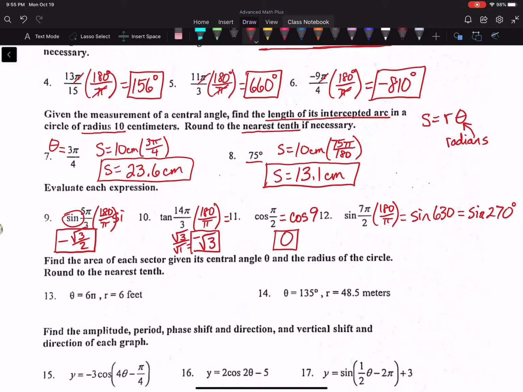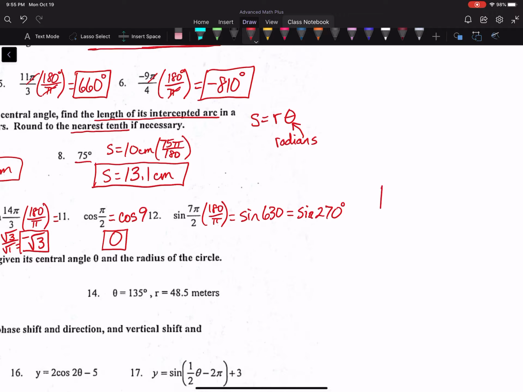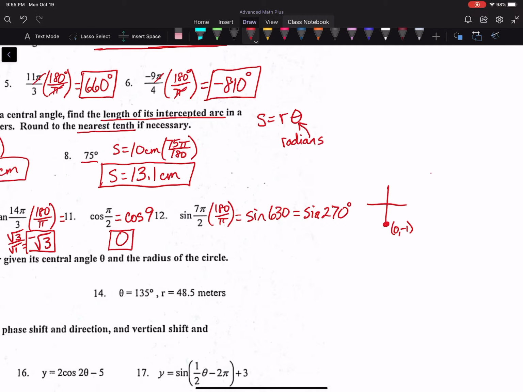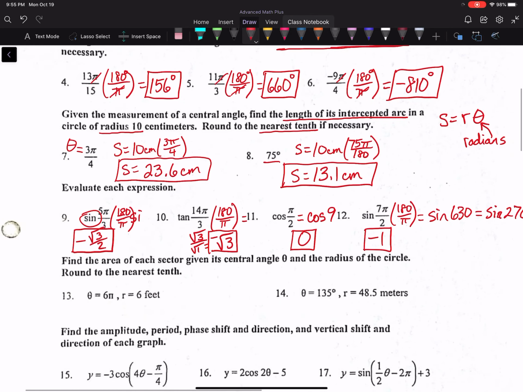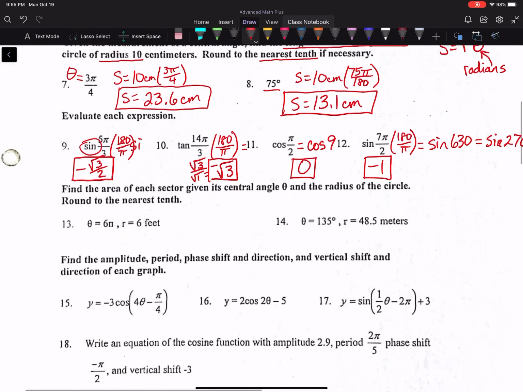270, which again is not in a quadrant. 270 is down here. That point on the unit circle is 0, negative 1. I just wrote them down. Sine is y over r, so y is negative 1. So negative 1 is my answer because r is 1, so it'd be negative 1 over 1. Okay? Those pretty much take the longest amount of time to do.